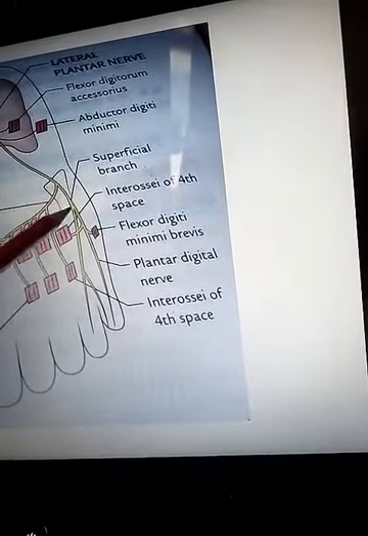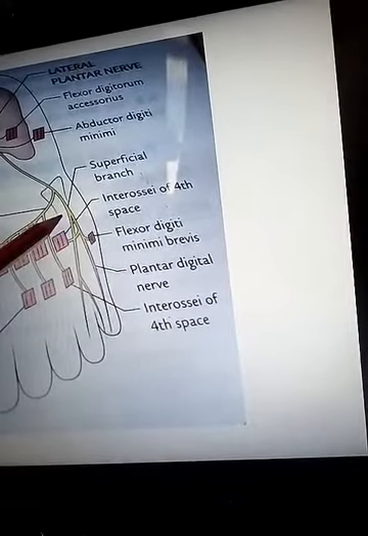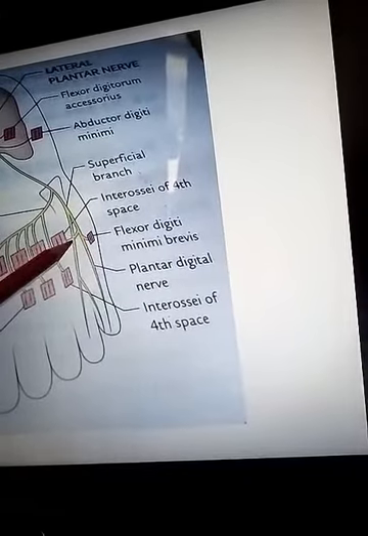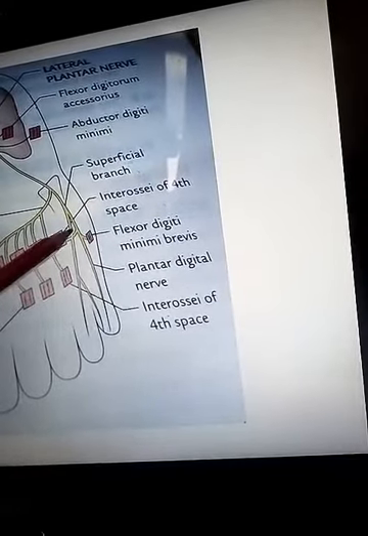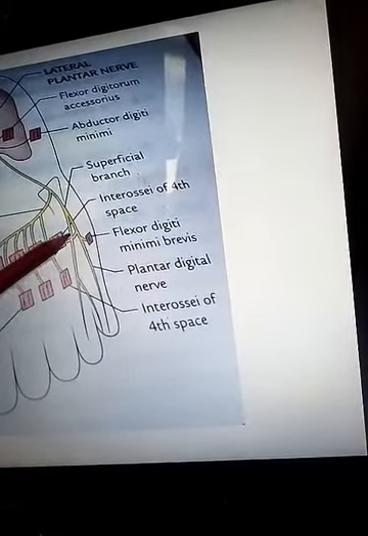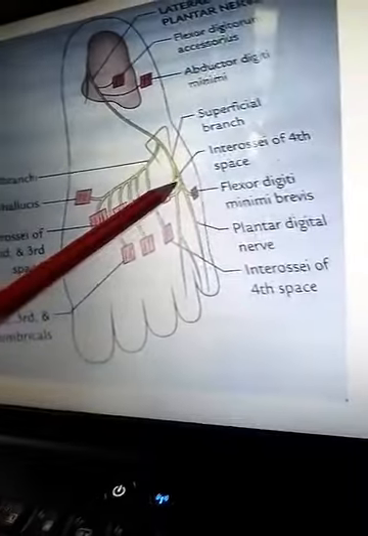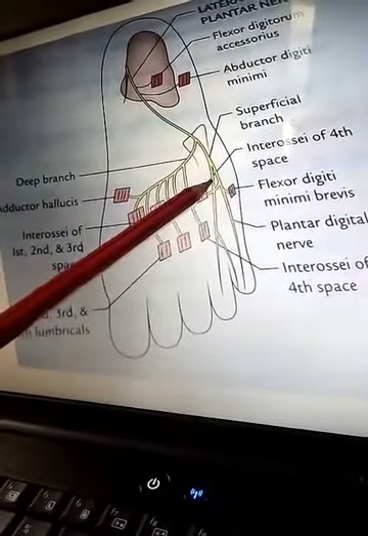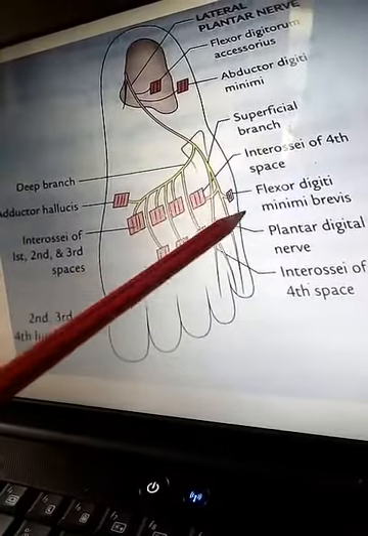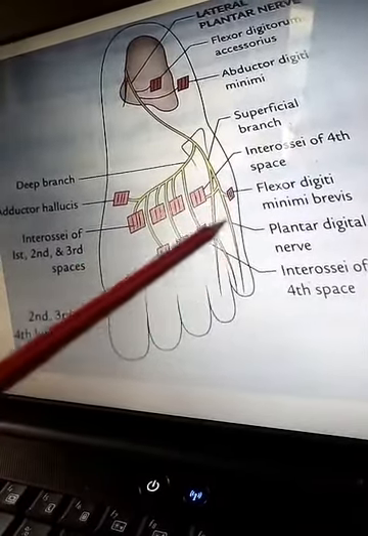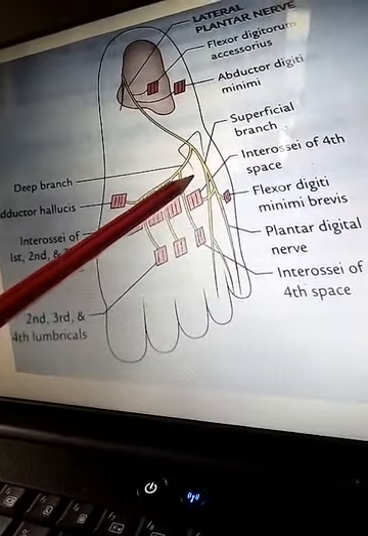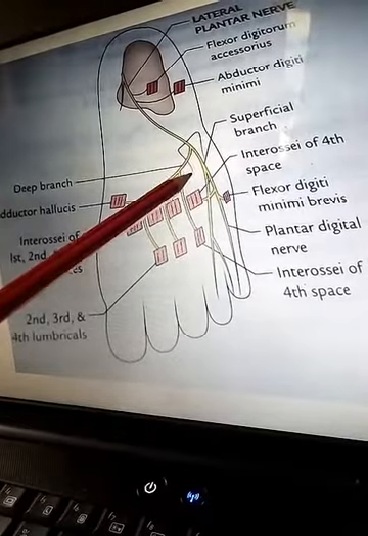Branches from the superficial part divides into two branches, lateral and medial. The lateral branch supplies three muscles, flexor digiti minimi brevis, third plantar interosseous and fourth dorsal interosseous. It also supplies the skin on the lateral side of the little toe. The medial branch of the superficial division communicates with the medial plantar nerve and supplies the skin of the fourth cleft.